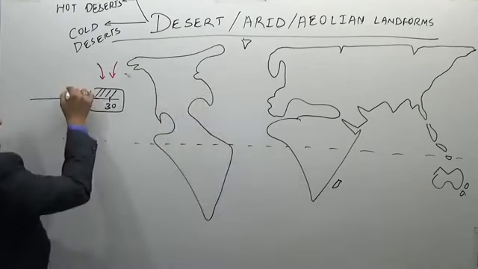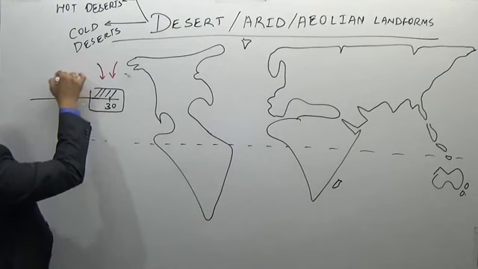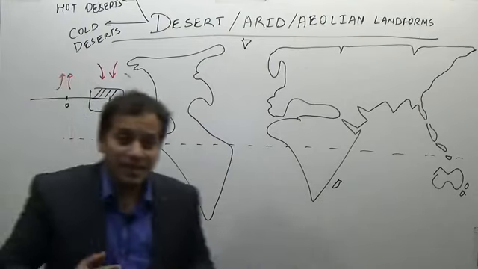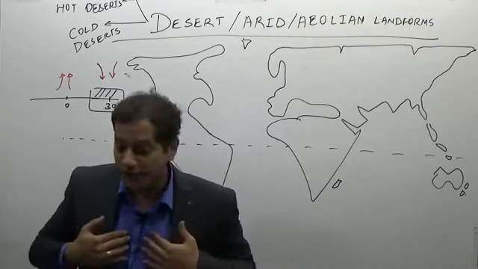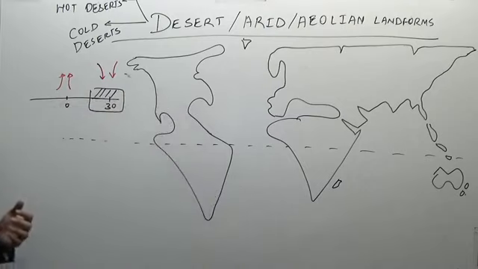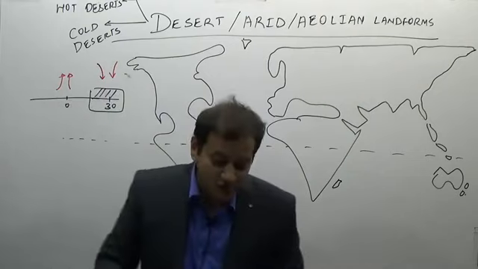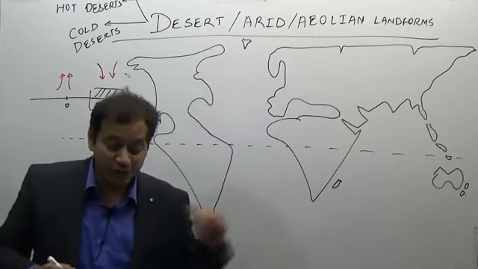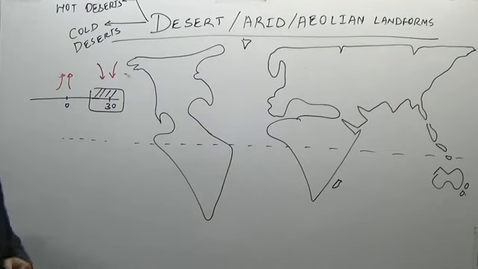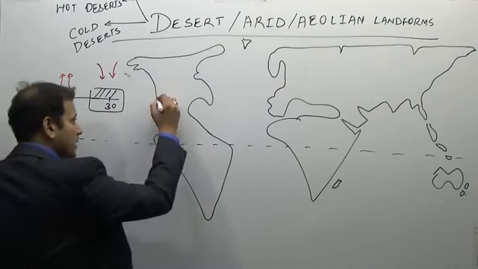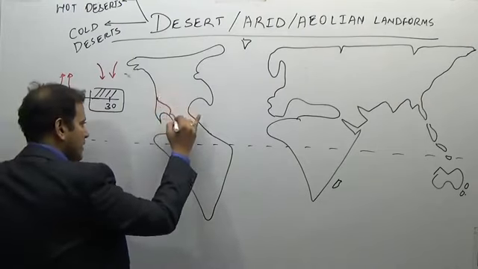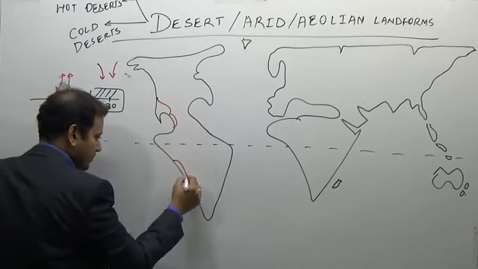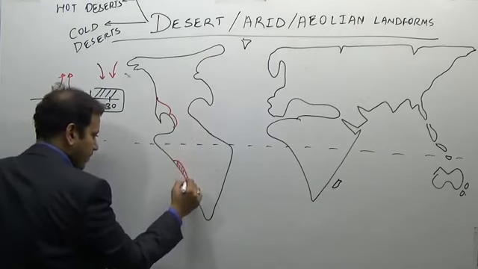On the other hand, the equator is an area of low pressure, because here the air is going up. Therefore, we are not feeling the pressure of the air, what we call in geography a low pressure belt. So, the deserts are the areas of high pressure belts located between some 15 to 30 degree latitude in both the hemispheres. So, what are the major deserts of the world? These are the major deserts of the world.